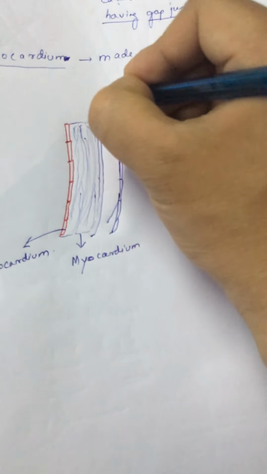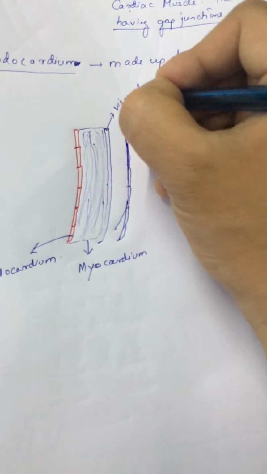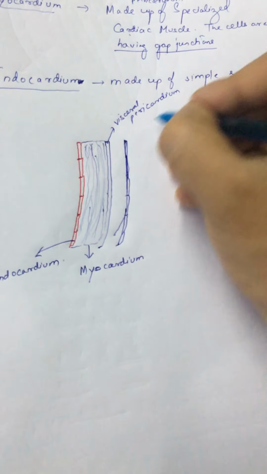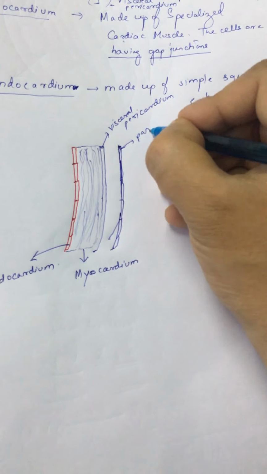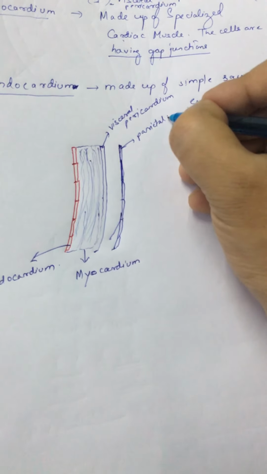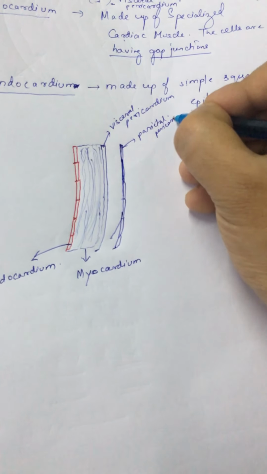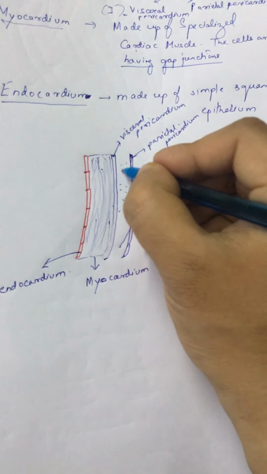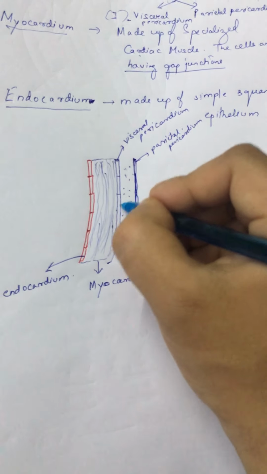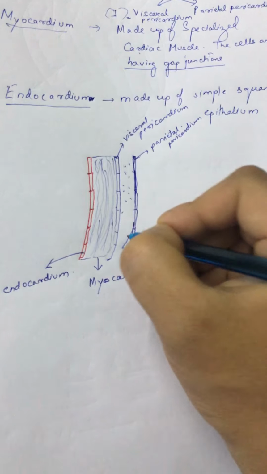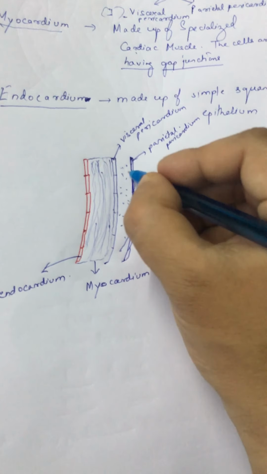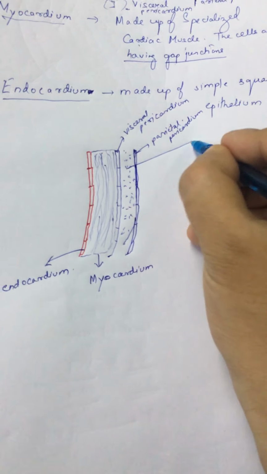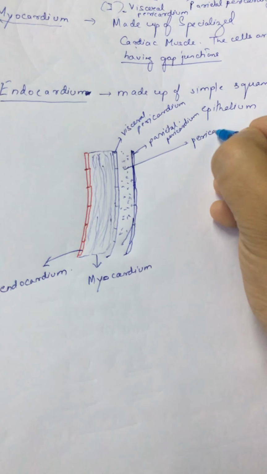So this is the visceral pericardium, and this is the parietal pericardium. Between the visceral and the parietal pericardium, you can see that there is a gap, and this gap will be filled with a fluid, and this fluid is called the pericardial fluid.